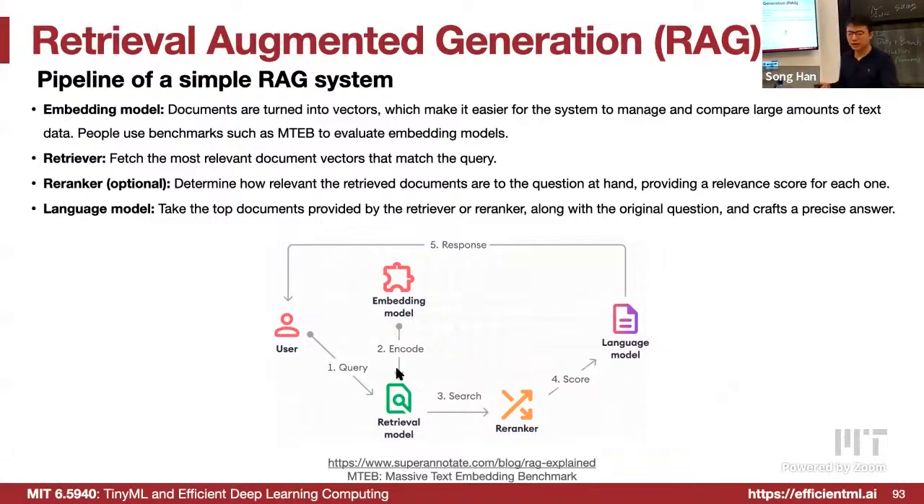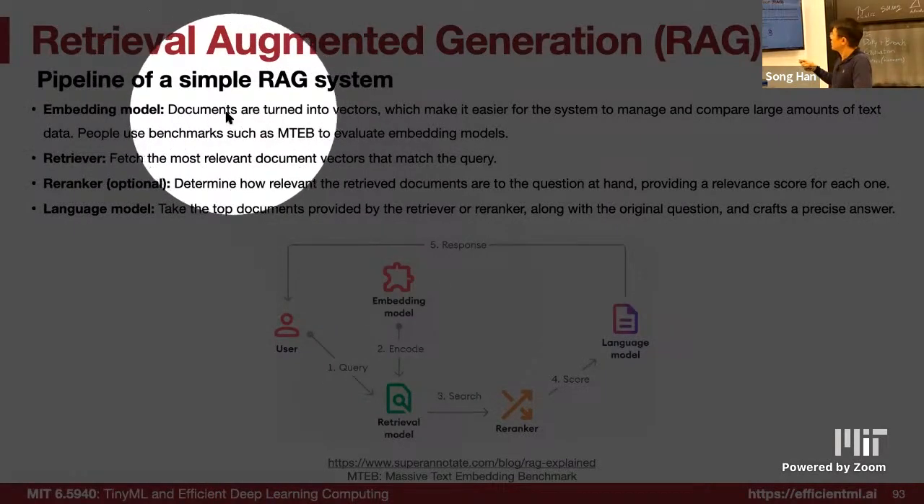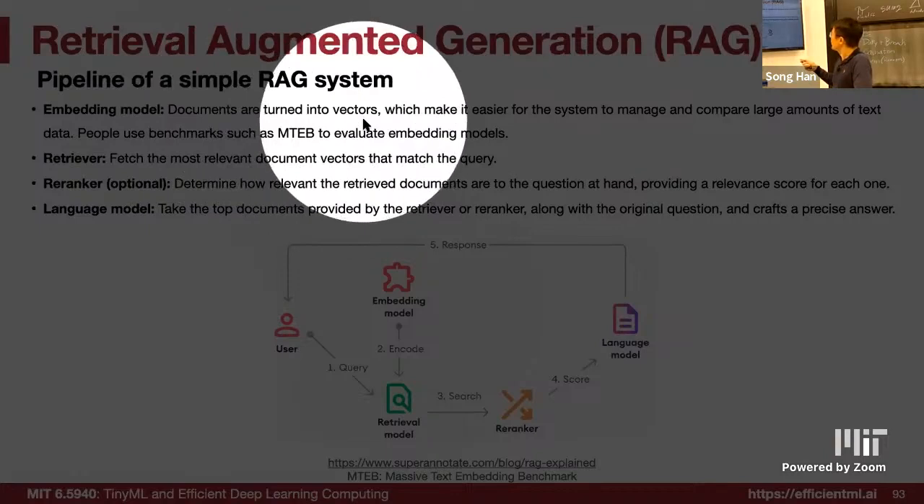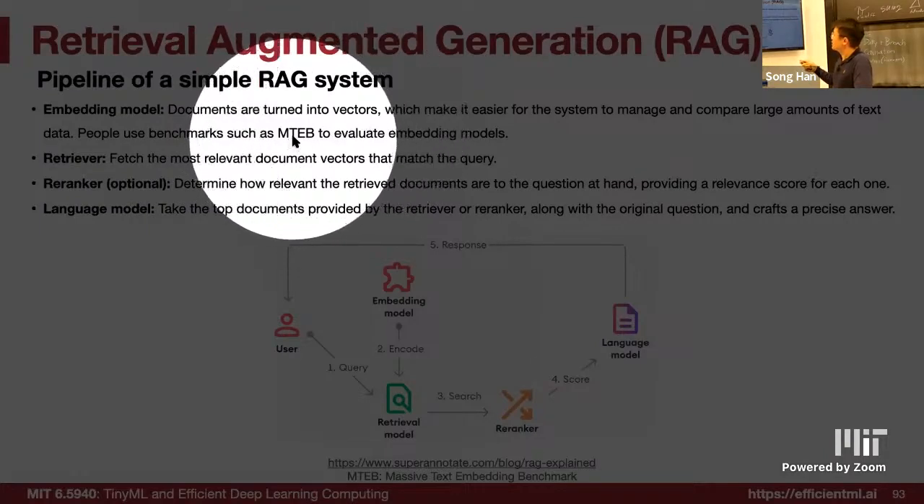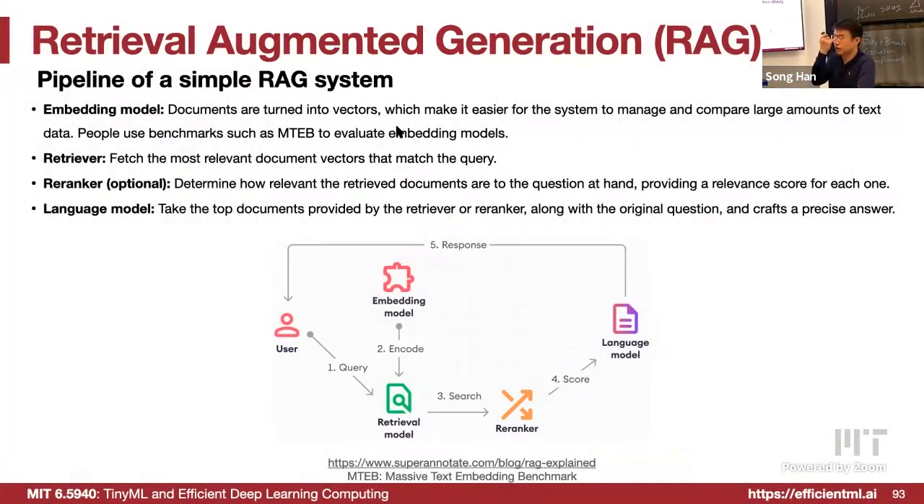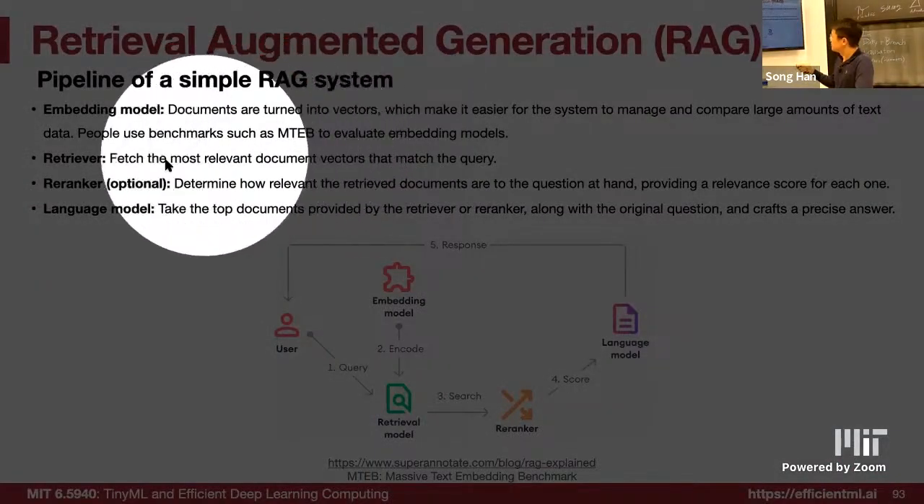And how does that work? It consists of several components. It has the embedding model. Okay, you have the embedding model. Basically, you want to turn those documents into vectors. Okay? Vectorize everything so that you can compare. And people use this MTEB benchmark to evaluate the embedding models. Okay, so if you want to build a project for your final project, feel free to check out some of the good embedding models from the MTEB benchmark.